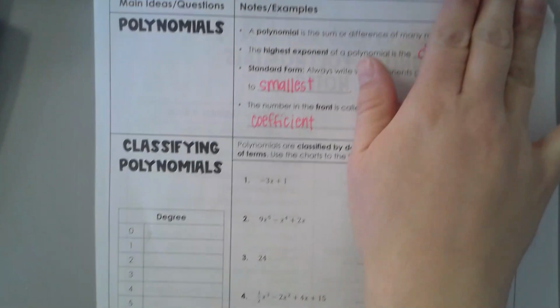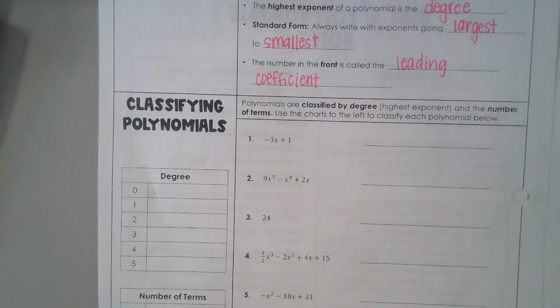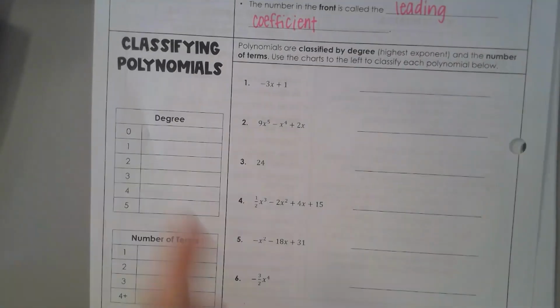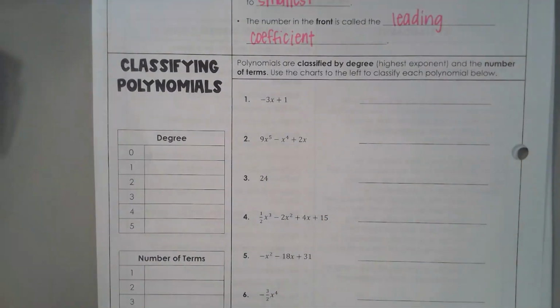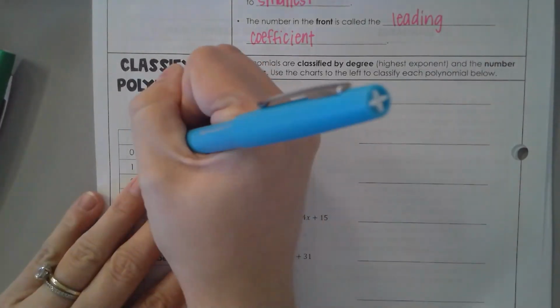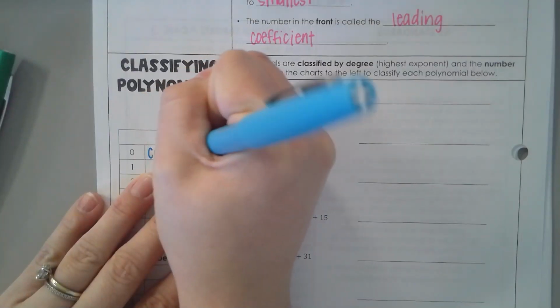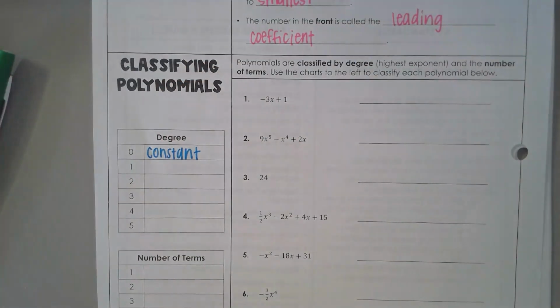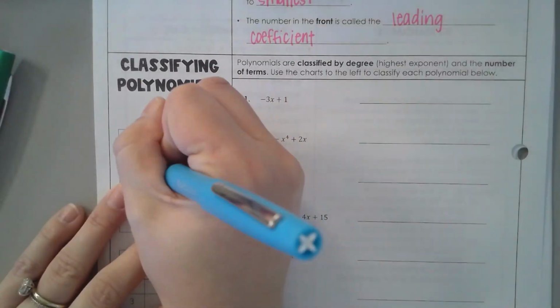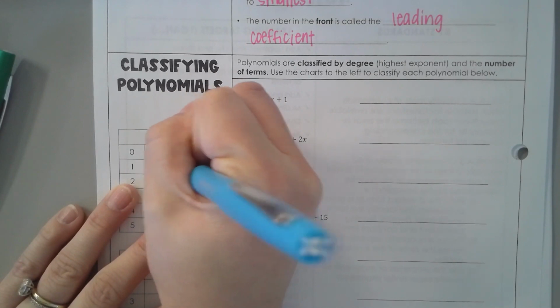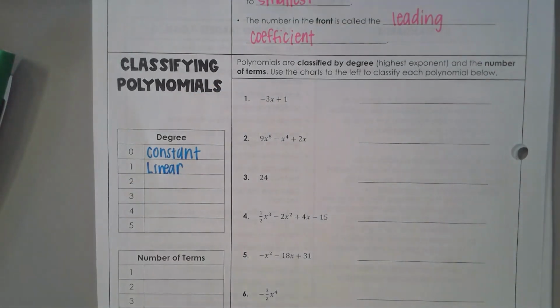Alright, so the names of polynomials come from two different things. The first is the degree, and the second is how many terms that it has. So if the degree is 0, it's a constant. So this would be if we didn't have any x's at all. So it's just a number. If it has a degree of 1, it's linear. So this is just a plain x.